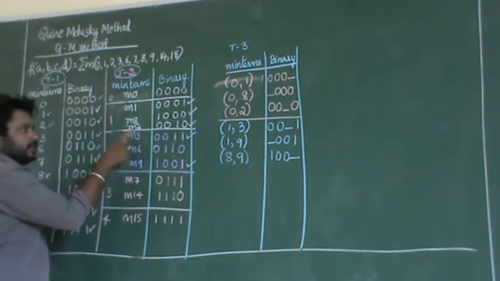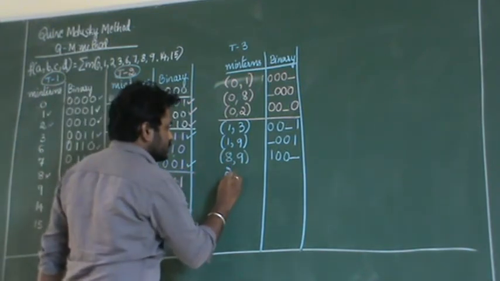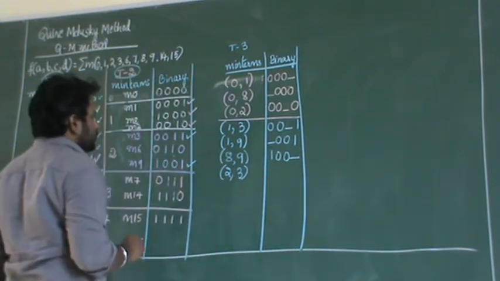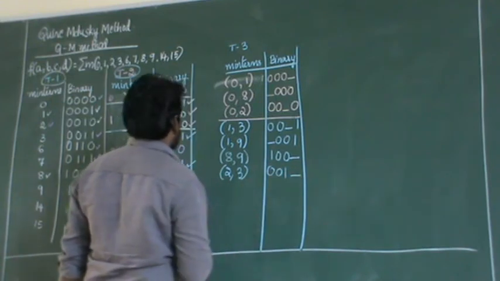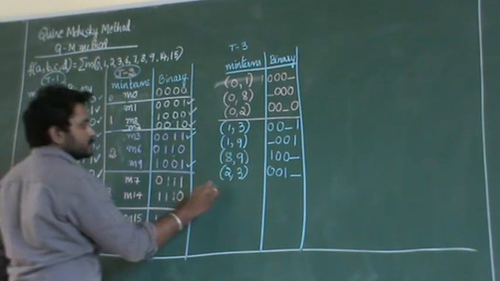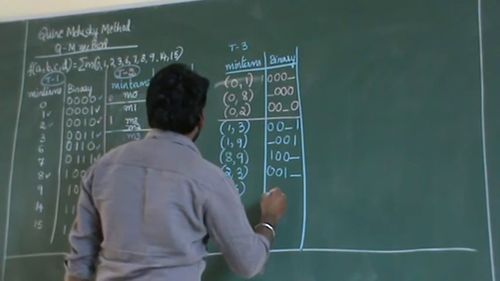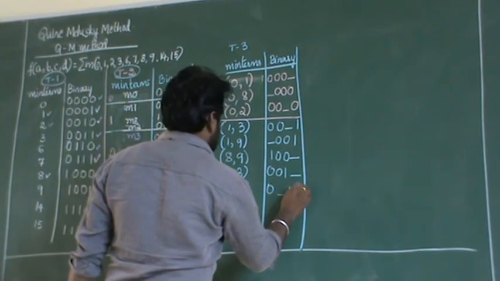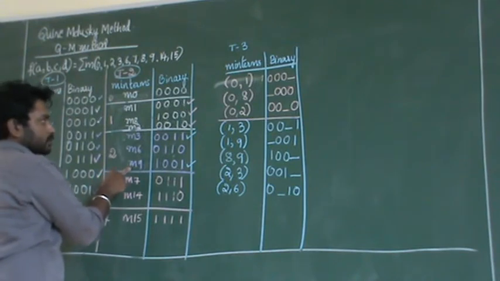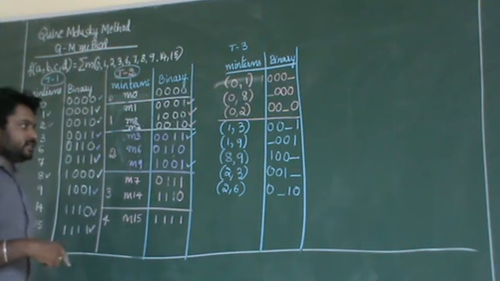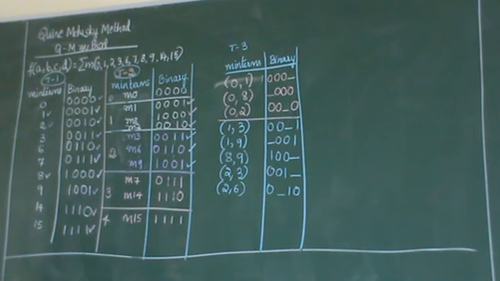Now I will compare 2 with 3, 2 with 6, 2 with 9. 2 with 3 is possible? Yes, so I will write it as 0, 0, 1, dash. Next, 2 with 6 is possible? Yes, so 2, 6 is equal to 0, dash, 1, 0. Next, 2 with 9 is possible? No, since many bits are getting changed, it is not possible. 2 with 6 is possible, so put a tick mark there. Putting a tick mark is very important.